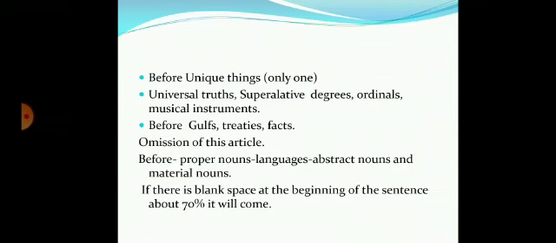One point, this point is in the form of a formula here. Whenever there is a blank space at the beginning of the sentence, don't use an indefinite article. It means sometimes it may come, but about 70% the definite article will come at the beginning of the sentence if there is a blank space. We have to avoid the use of this definite article before the names of days, months and festivals. Like subjects, diseases and sports, don't use this definite article.